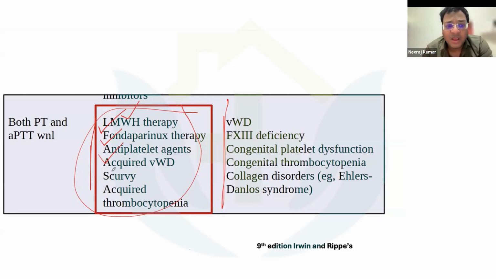If the patient has acquired von Willebrand disease, or a congenital von Willebrand disease, the patient will have normal values. Scurvy is again an acquired cause, and so is acquired thrombocytopenia. I think everyone will mark thrombocytopenia. Scurvy may be one of the choices where PT and APTT will be normal. Okay. So this is the correct answer.